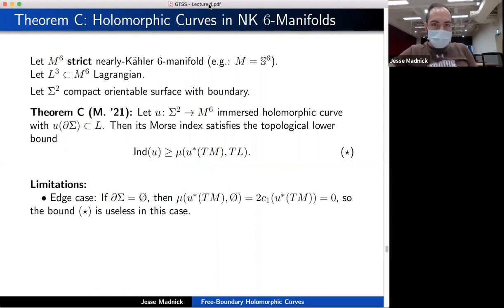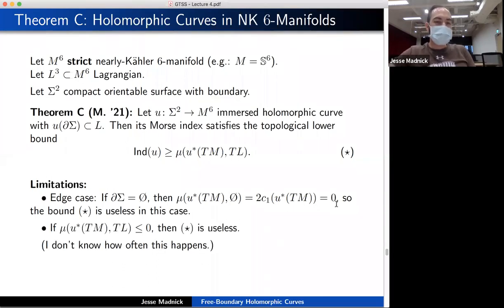holomorphic curves in S6, for example, but that turns out not to be true, because when the boundary is empty, this number is 0. And saying that the Morse index is at least 0 is not very interesting. That's always true. Right? So this is vacuous if the boundary is empty. So that's a little disappointing.